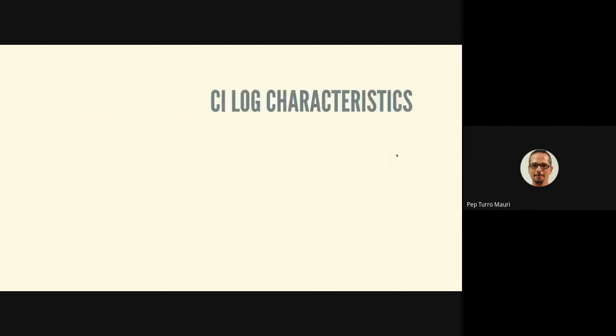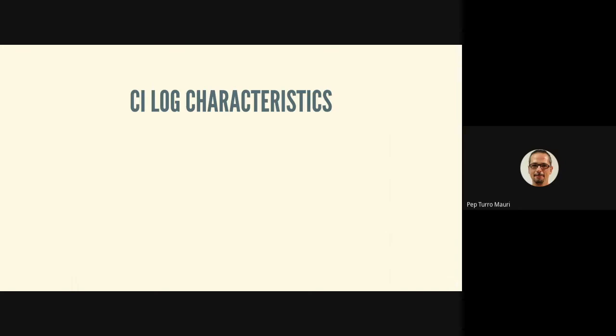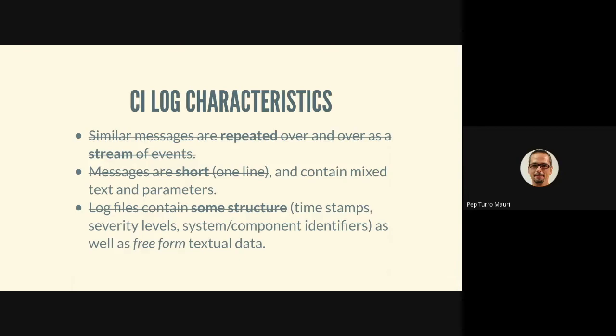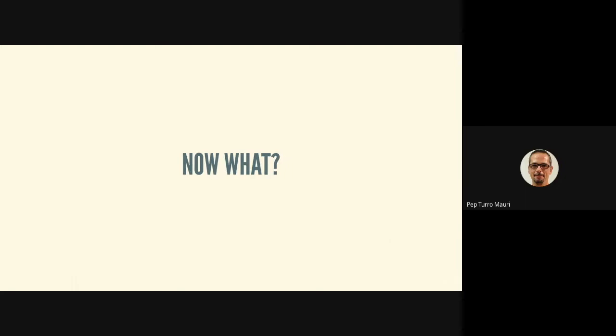So to summarize and to compare the characteristics of those logs to the typical log characteristics that I showed at the beginning, those logs are not formed by similar messages that are repeated over and over, and most often they are not always short. Sometimes they take multiple lines. They do contain a mix of text and parameters and other things, and we cannot assume that they contain some structure. Some have timestamps, some don't. In short, those logs do not look like the typical input that state-of-the-art log parsers would accept, and also those parsers do not apply NLP anyway. So what to do and how to make the project progress?